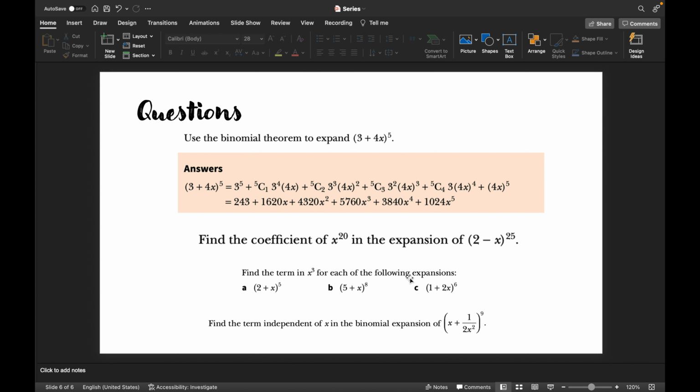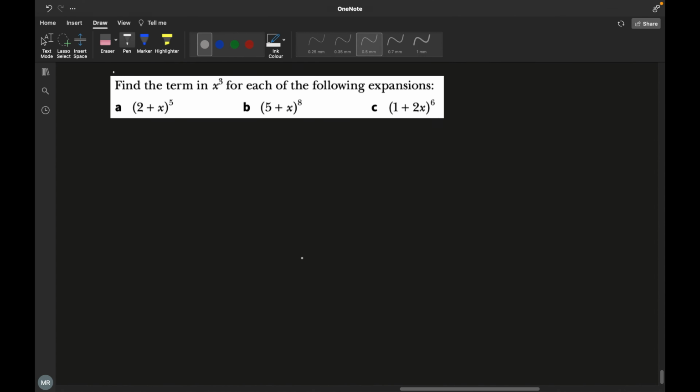Okay, let's solve a bunch of questions. So first, let's start with this one, and all of these have the same question. It's basically to find the term in x cubed in each of the following. For this one, let's use the trick that we figured out in a previous question. All right, so we have to find the term in x cubed. So we know that, okay, let's just rewrite this as x plus 2 to the power of 5. These two are basically the same thing.